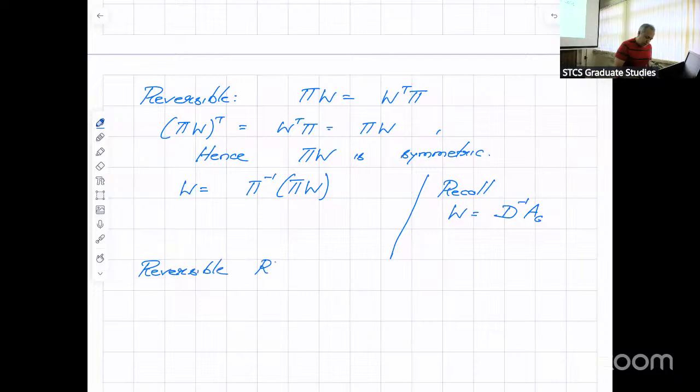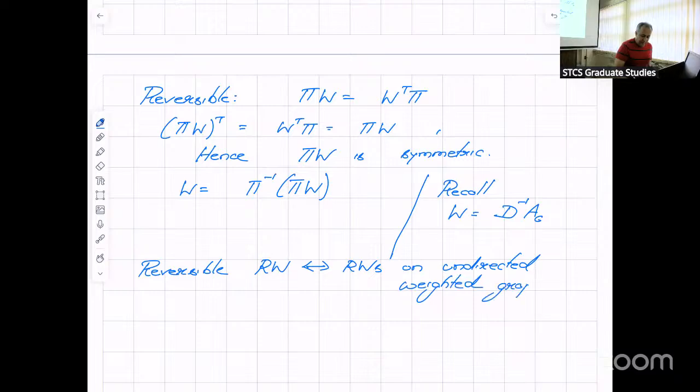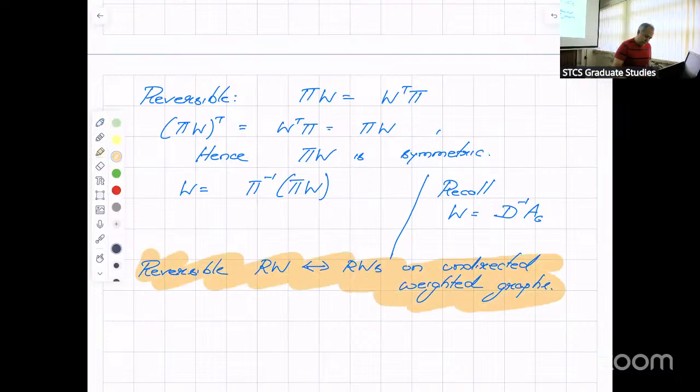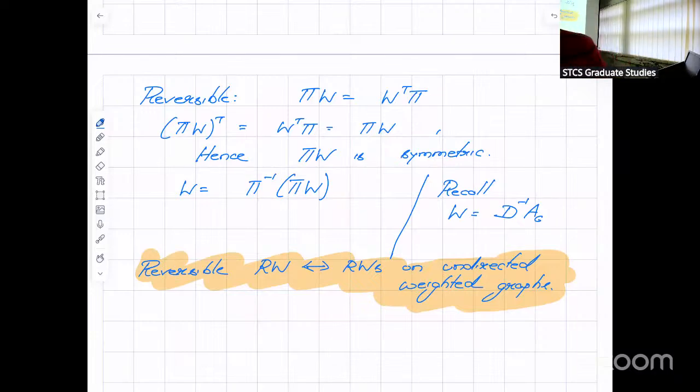Reversible random walks are the same as random walks on undirected weighted graphs. These are the exact same thing. And only for those do we have the full eigenspectrum. The others we don't have, and our focus will only be on these objects.